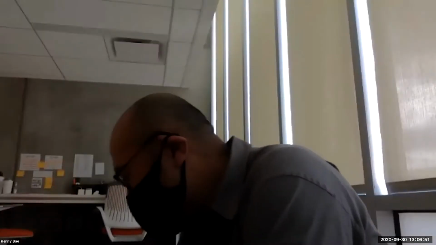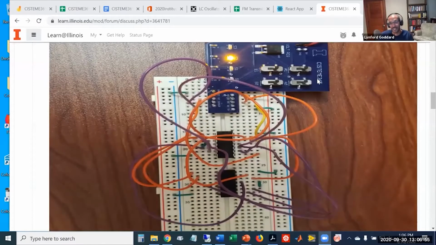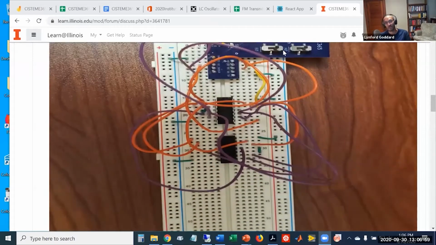Okay, so let me share my screen. So this was the circuit that Kenny sent. As you can see, it's a wiry soup. There are many wires going all over the place, but this is typical for this particular circuit.